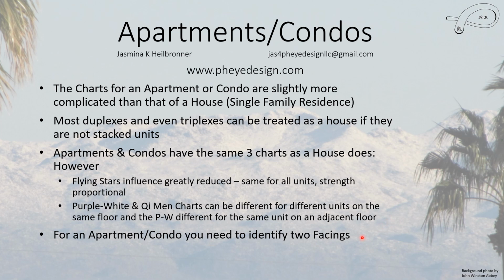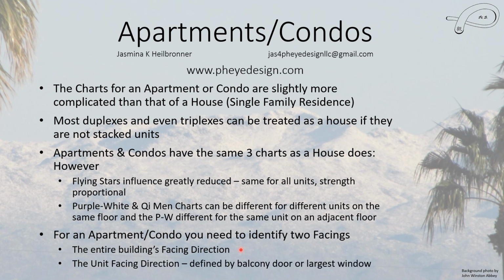So for an apartment or a condo, you actually need to identify two facings. With a house, you only identify one. The first one you need to identify is the entire building's facing direction. And that's the building as a whole. And the second thing you need to identify is the unit facing direction. This is usually defined by a balcony door, if you have a balcony, or if you don't, it's by the largest window.